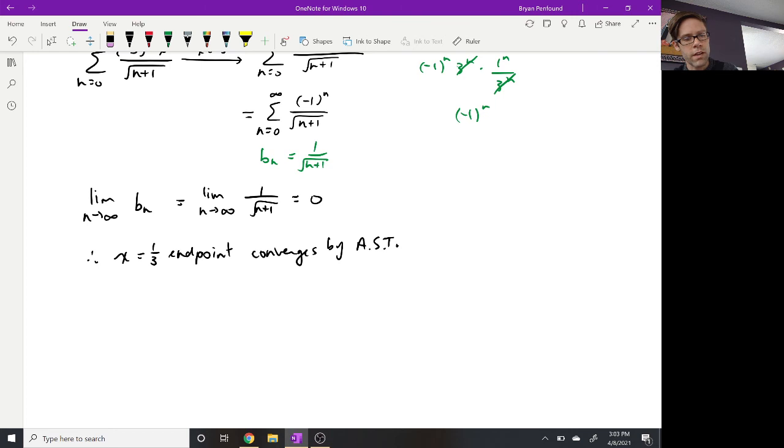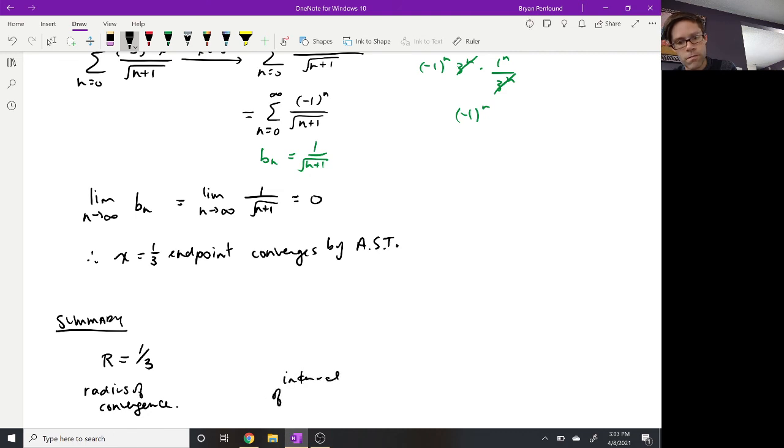So let's make a little summary of our findings here. We have a radius of convergence of 1/3. And we have an interval of convergence that's going to start at -1/3, go up to +1/3, and we just have to be mindful of our endpoints. So at 1/3, I do have convergence, so we can use a square bracket here at that endpoint. However, at the other endpoint, we had divergence by the integral test.